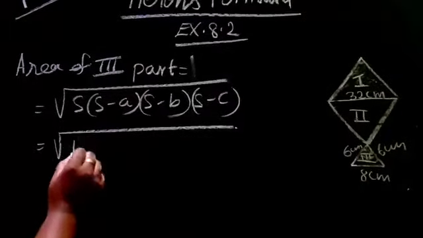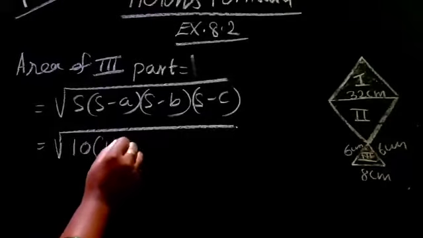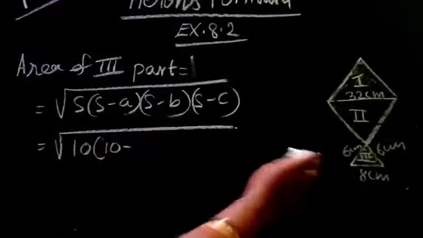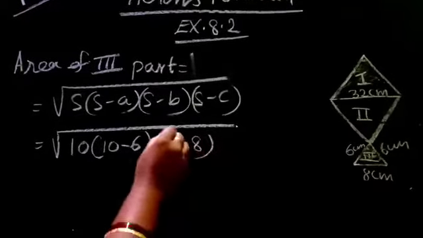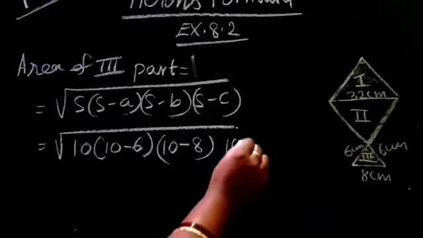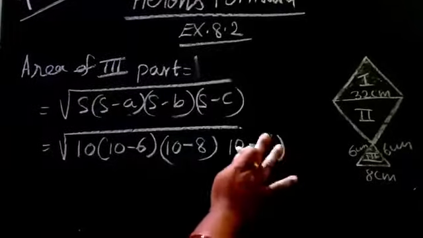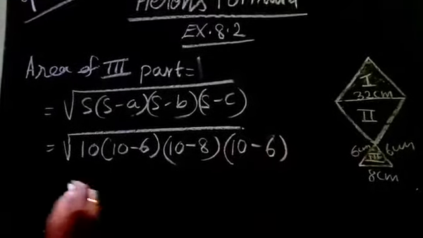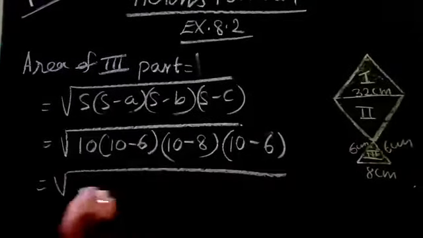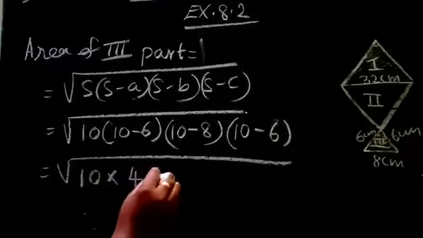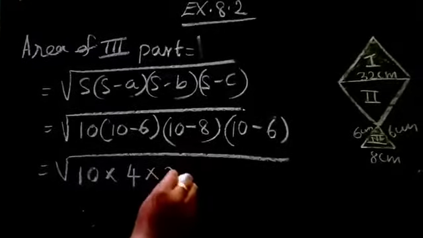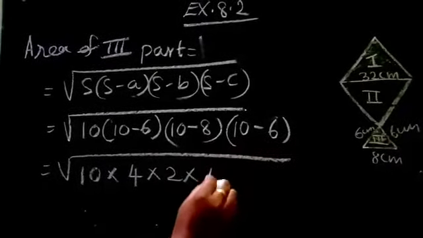S is 10. Then 10 minus A is 6 centimeter. Again 10 minus B is 8 centimeter. Then 10 minus C is 6 centimeter. Here square root of 10 into 10 minus 6 is 4, 10 minus 8 is 2, 10 minus 6 is 4.